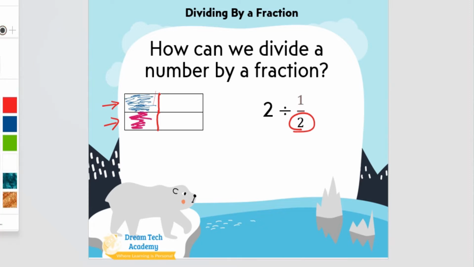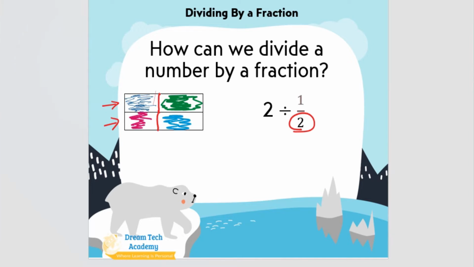Let's change the color. Okay, so I have another half, so that's 3. And let's use, here's another half. So when I look at my model, I see that I can pull 4 halves out of two wholes. 4 halves. So the answer to this is 4.